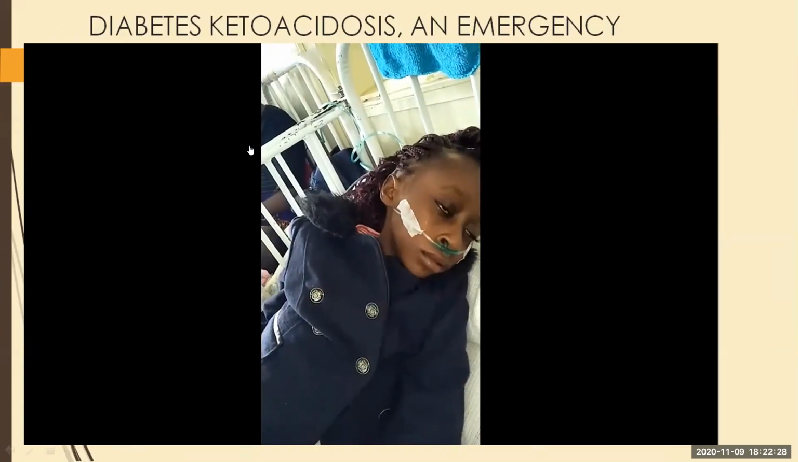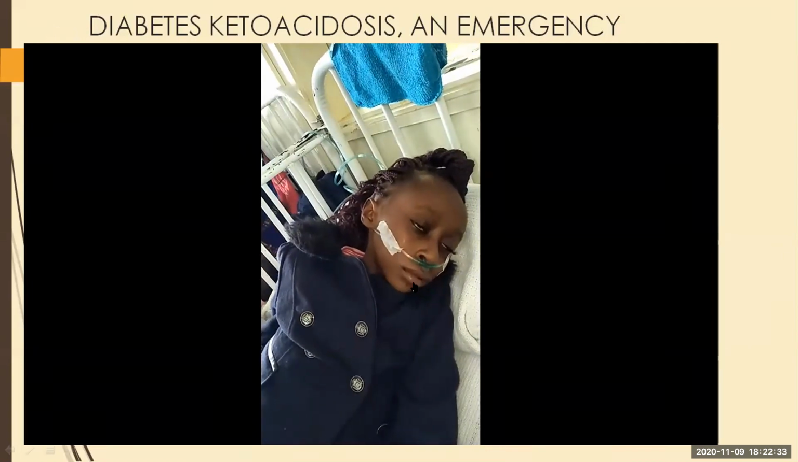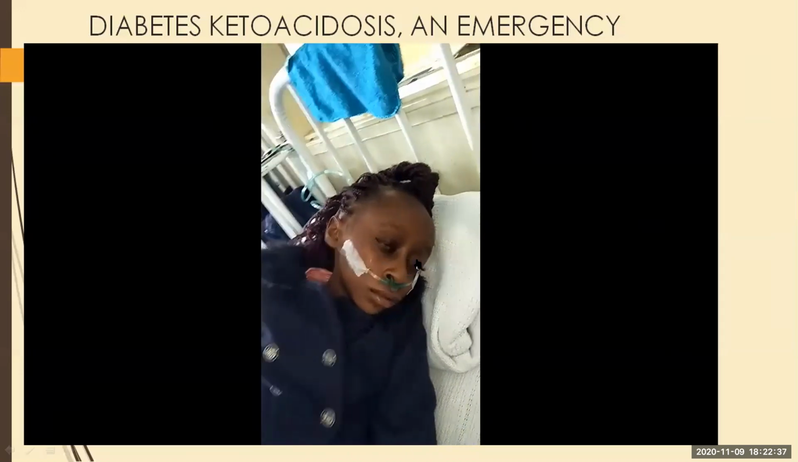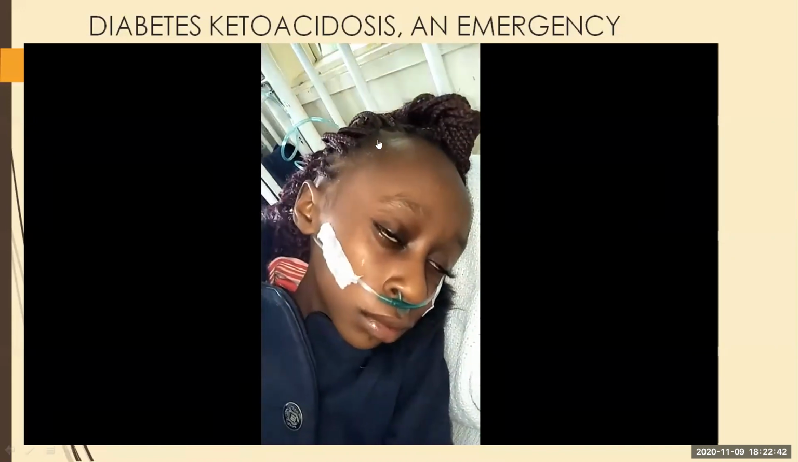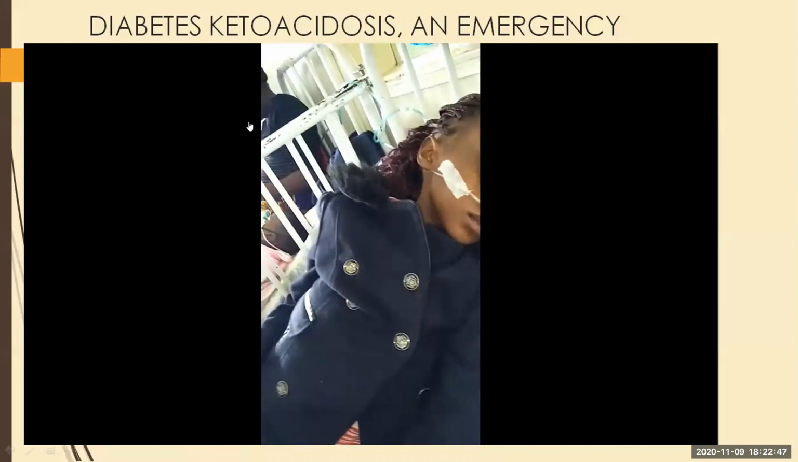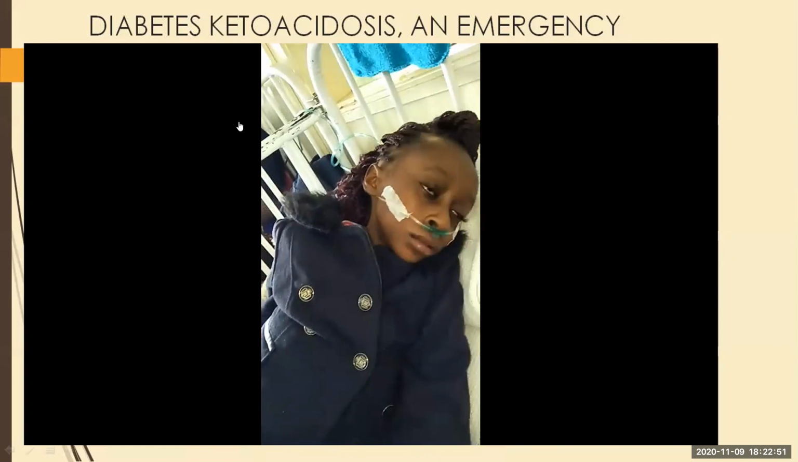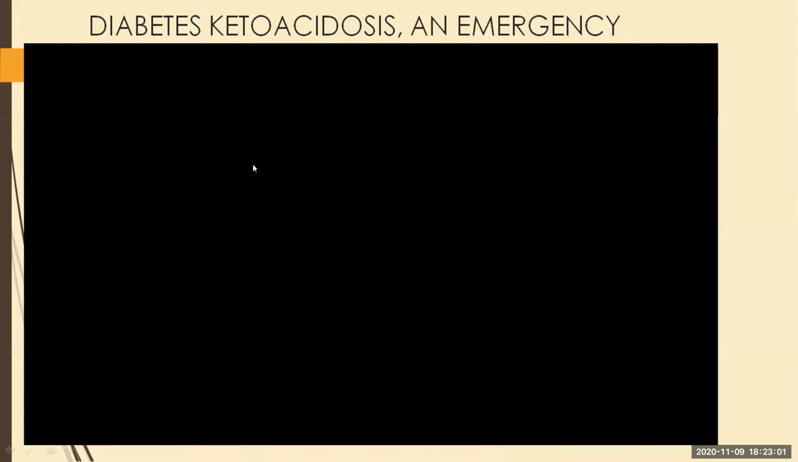video clip of a child who presented in DKA, and you can see exactly what I'm explaining. The patient is dehydrated. This patient was semi-comatose. The dehydration in diabetes usually hides itself because of the high glucose in the circulation. They tend to retain a bit of the fluid because of the glucose.